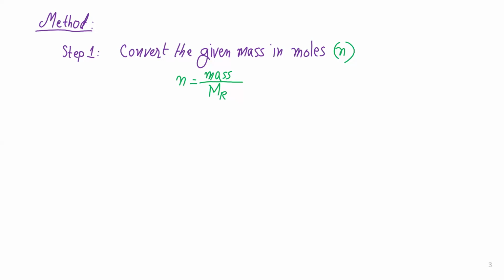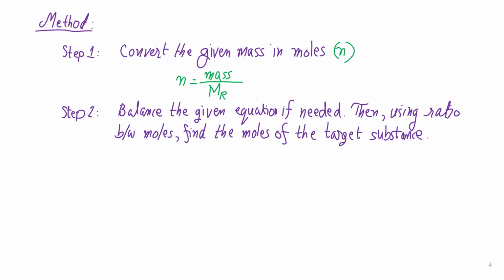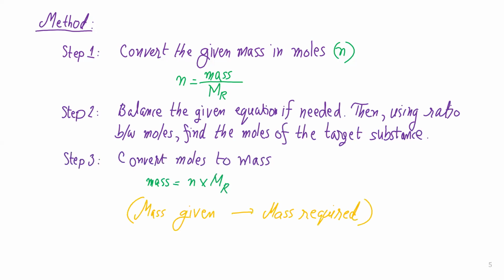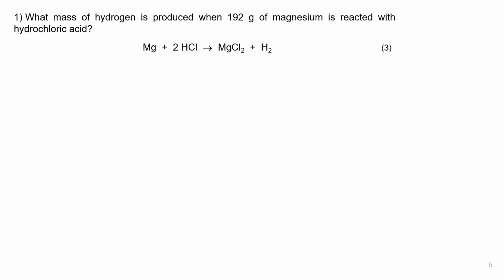Now look at this. Step 1: convert the given mass into moles. This is called mass calculation. Step 2: balance the given equation if needed and use the molar ratio. Step 3: convert moles to mass back. Now, this is a 3-step procedure. Obviously, we have to do some questions, then you will understand it, because a science subject doesn't go on theory steps. So now we have to discuss a question.